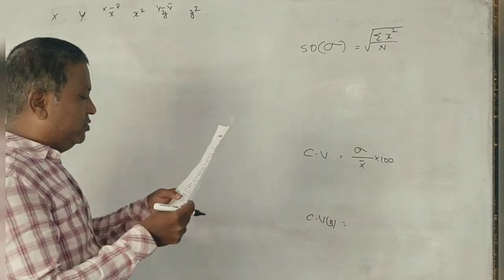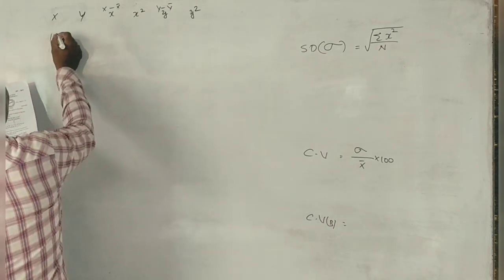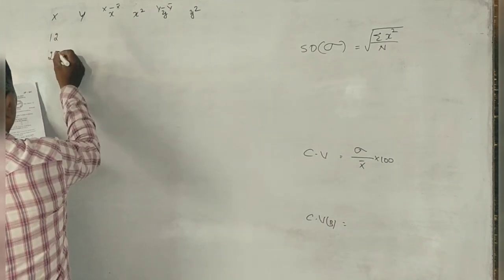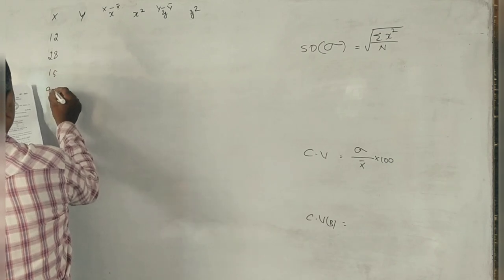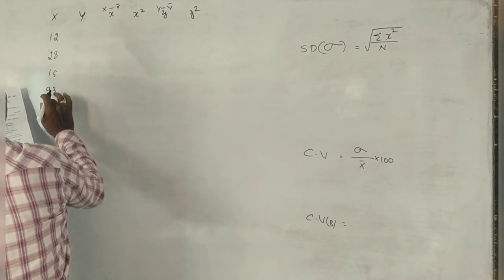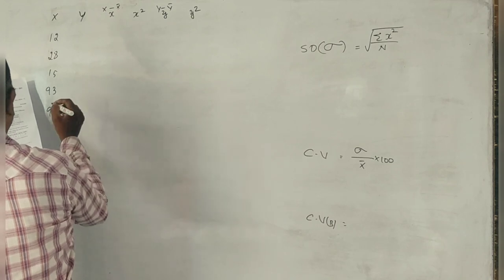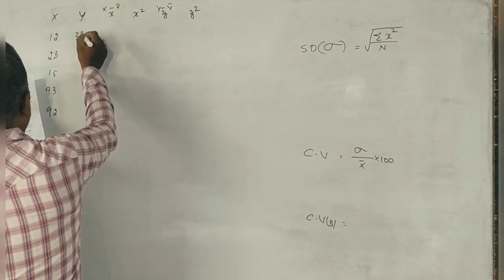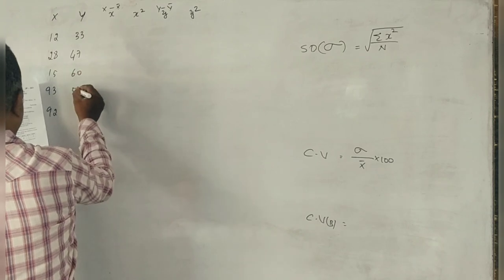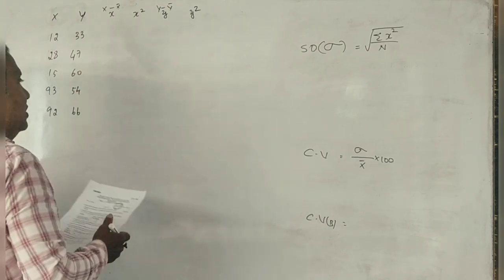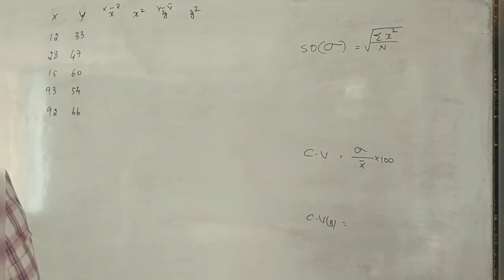Batsman A's test runs out of the 12 runs: 28, 15, 93, 92. Batsman B: 33, 47, 60, 54, 66.